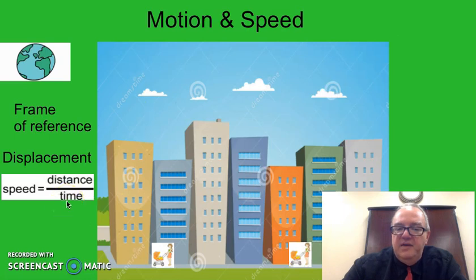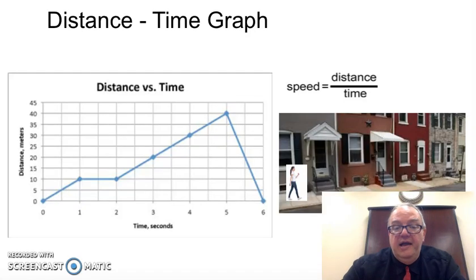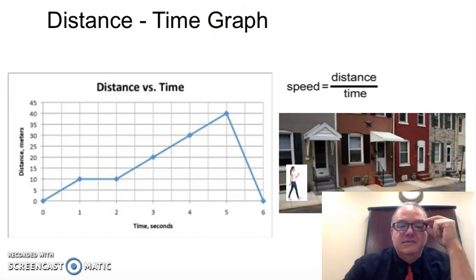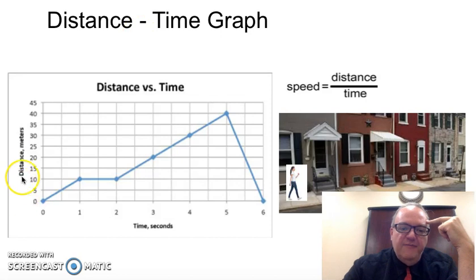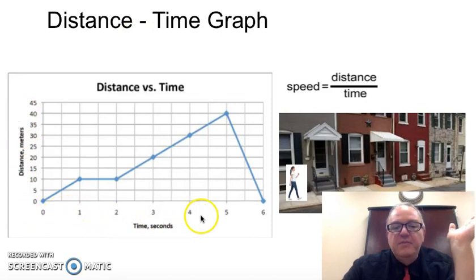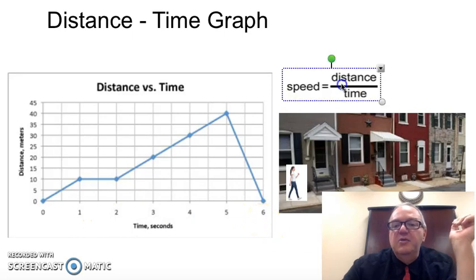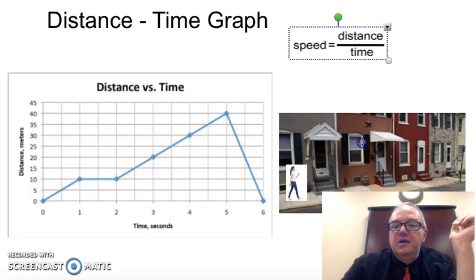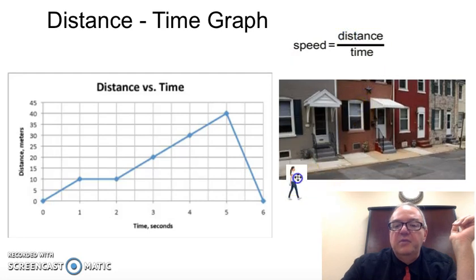Distance over time is how you calculate speed, and we would like to be able to put this on a graph like this, called a distance time graph. Now, most distance time graphs have meters up one axis and have time in seconds along the other. So let's see what's happening here. I want to move some things around because my noggin is in the way, I believe.